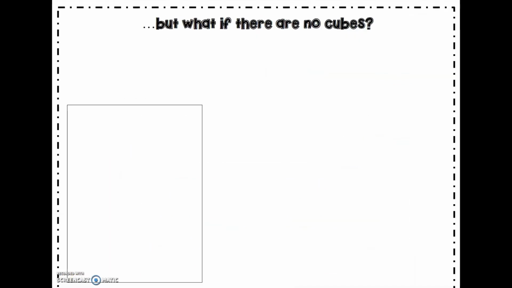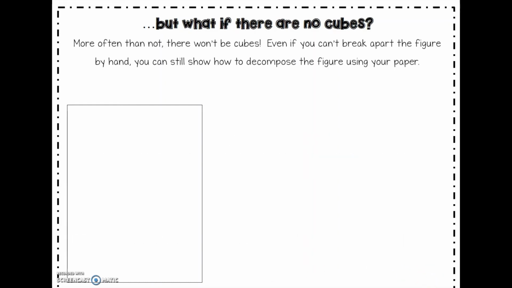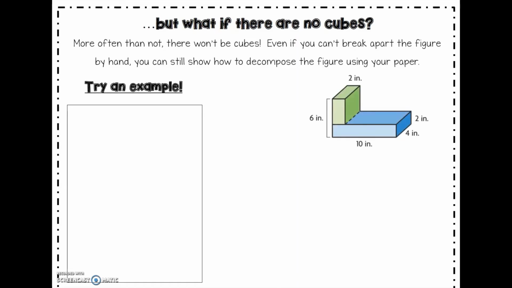So if you have the blocks, that's great because then you can count and double check your work and make sure that you're right. But what if there are no cubes involved? Well, more often than not, there aren't going to be those cubes. So even if you can't break apart the figure by hand, you can still show how to decompose a figure on paper. So let's take a look at an example like that.